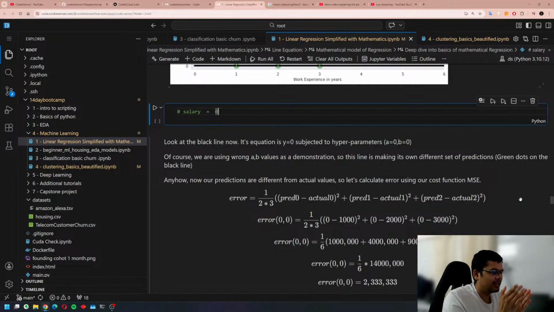So 2x multiplied by 1 by 2. So the 2 and 2 cancel out. That's why, in mathematical lingo, we take 1 by 2, but it's really not necessary. If you don't want to take 1 by 2, don't take it. It wouldn't hurt. This 1 by 3 is to average out the errors.